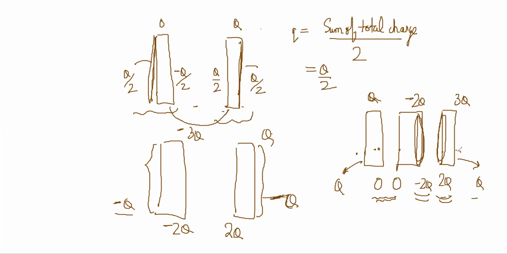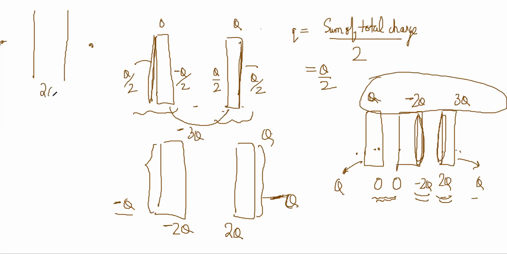The key logic by which it is working is that if you look at it from far off, the whole system looks like one plate, one pair of plates, right? This side and this side, and it has a total charge of what? 4q minus 2q, 2q, right?